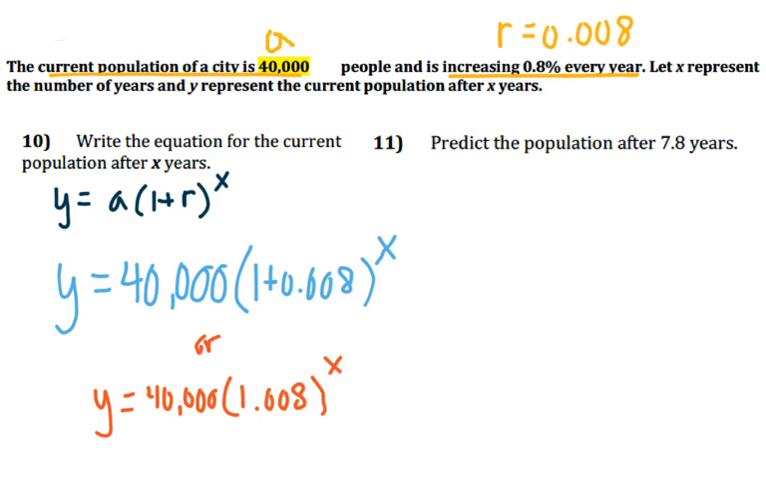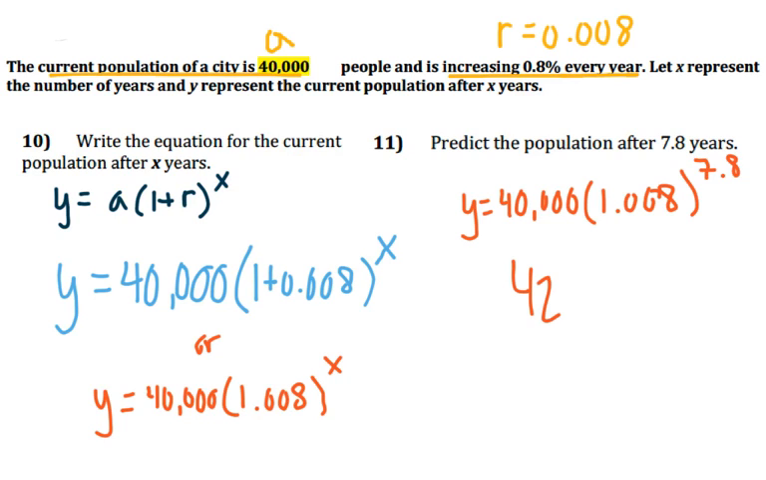Okay. Number 11. Predict the population after 7.8 years. So here we're just going to substitute in 7.8 for x. So if I substitute it into our equation, we would have y is equal to 40,000 times 1.008 raised to the 7.8th power. When we substitute in our calculator, we get 42,564.95, which then we need to round to the nearest whole. So we would say that it would be 42,565 people.